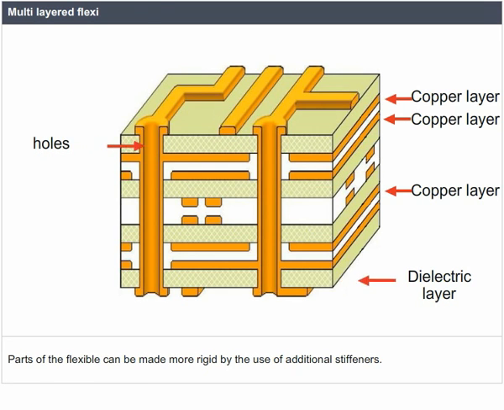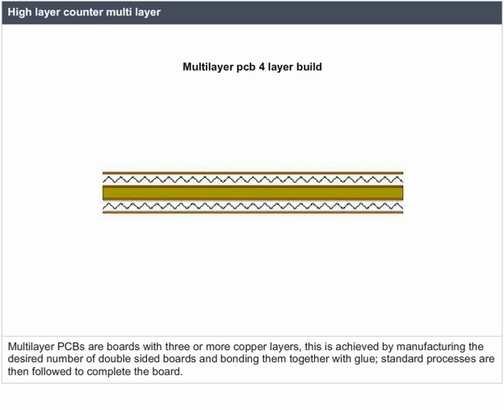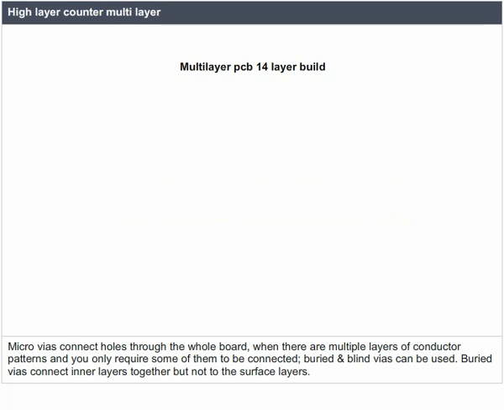High layer count multilayer. Multilayer PCBs are boards with three or more copper layers. This is achieved by manufacturing the desired number of double-sided boards and bonding them together with glue. Standard processes are then followed to complete the board. Microwires connect holes through the whole board.